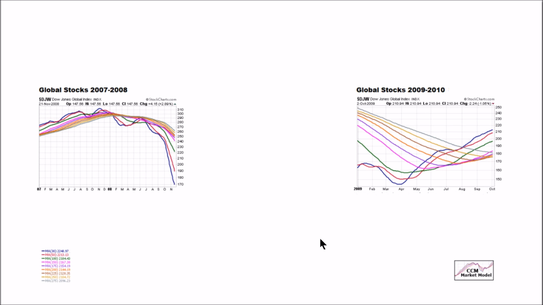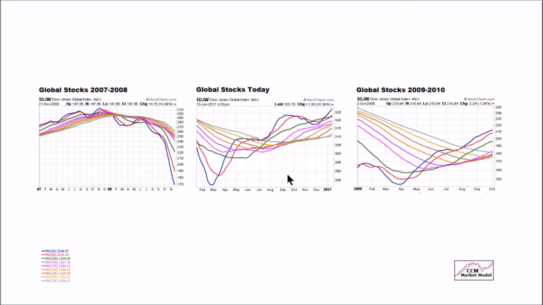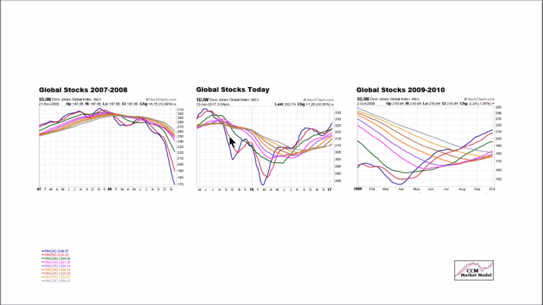How about global stocks, which includes the United States? Here's the look we want to avoid. Here's the constructive and bullish turn in 2009. And here's the present day on January 13th. This looks a lot more like this than this, where blue is on the bottom and all of the slopes are rolling over. If we back out a little bit on this chart, you might see something familiar in here.